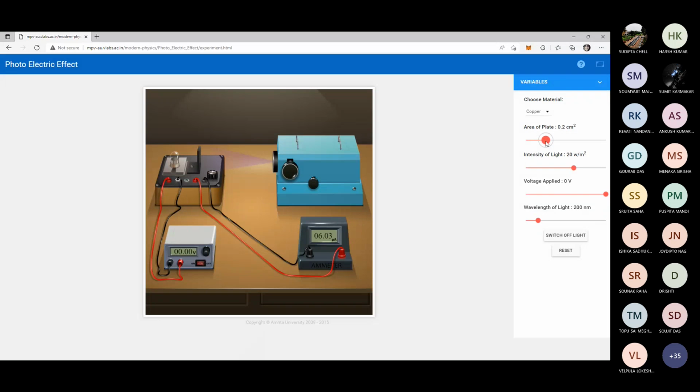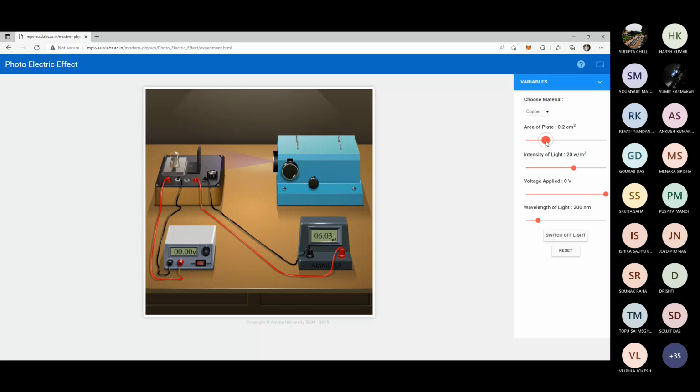Sir, so we have to take the exact value, or can a little bit of difference be okay? No, first you fix your area, then you fix your intensity. After that, you fix your wavelength, right? Then you vary your voltage and note down the current, right? Then when your current is 0, that particular voltage is your stopping potential. And this voltage and the corresponding wavelength is one set of data for drawing the graph.